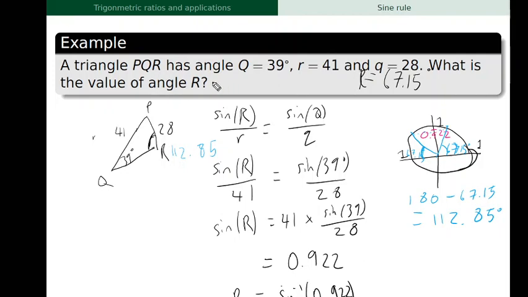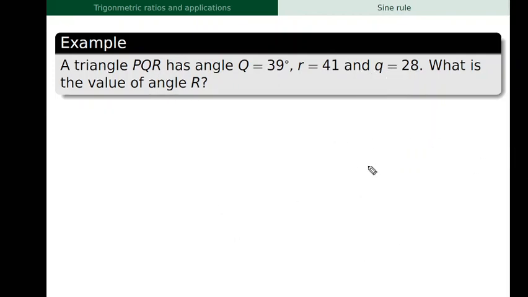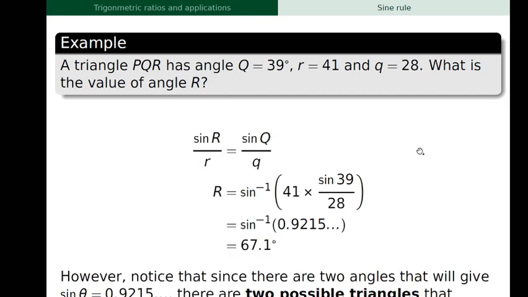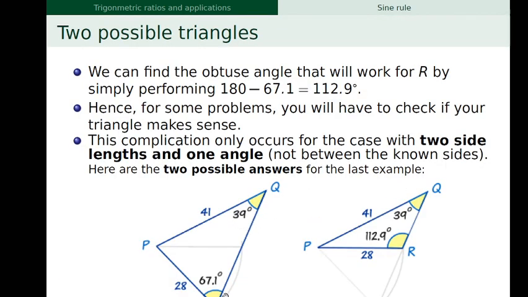What this is showing us is that for some cases of the sine rule, for some angles, you can actually get two different triangles. I'm just going to delete all this writing, and I'll show you on the next slide. Here is the one where you've got R being 67.1, but you can also have this triangle with the obtuse angle, the one that is probably more likely what I drew, where it's a bigger one.